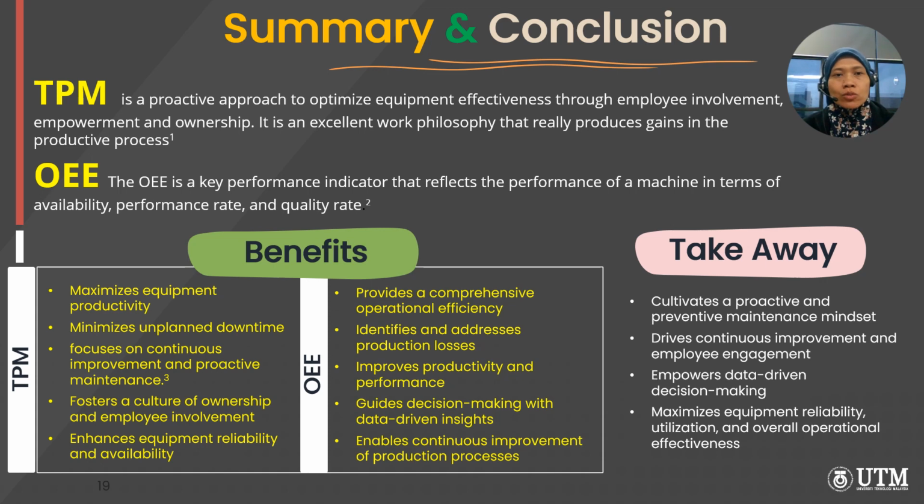Similar to TPM, OEE also brings its own benefit in providing a comprehensive operational efficiency where it helps in identifying and addressing production losses. Having OEE as an indicator gives insight for the team in making decisions while enabling continuous improvement for productivity performance through data-driven methods. As such, as a key takeaway from this presentation, both TPM and OEE eventually cultivate a proactive preventive maintenance mindset that drives continuous improvement with involvement and engagement from the employees.